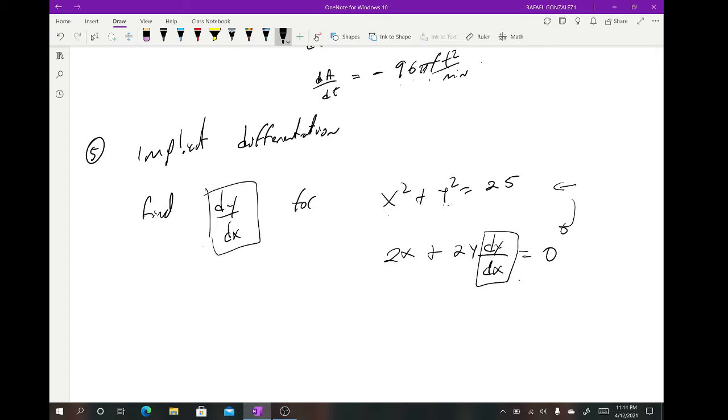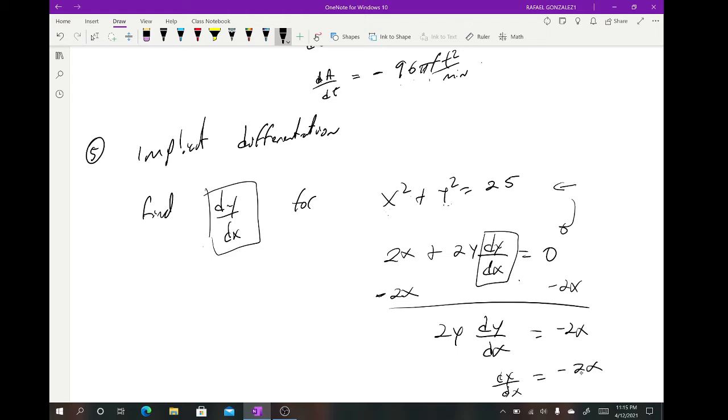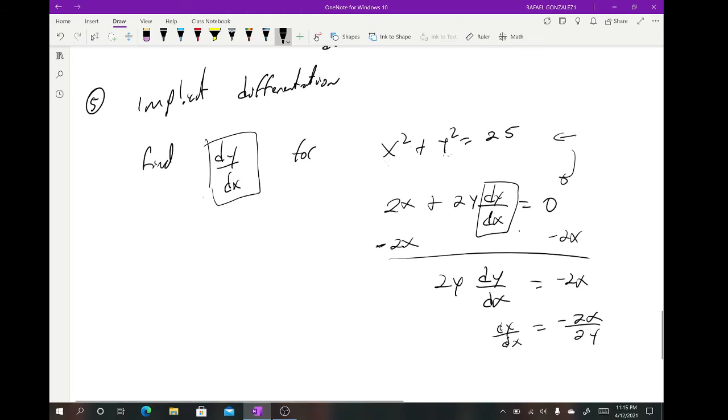Once we take the derivative, the calculus step ends. Now what's left to do is simply some basic algebra. Move the 2x to the right side, so we're left with 2y dy/dx equals negative 2x, and then divide both sides by 2y, and you get dy/dx is equal to negative 2x over 2y, which if you cancel out the 2's, dy/dx is simply equal to negative x over y.